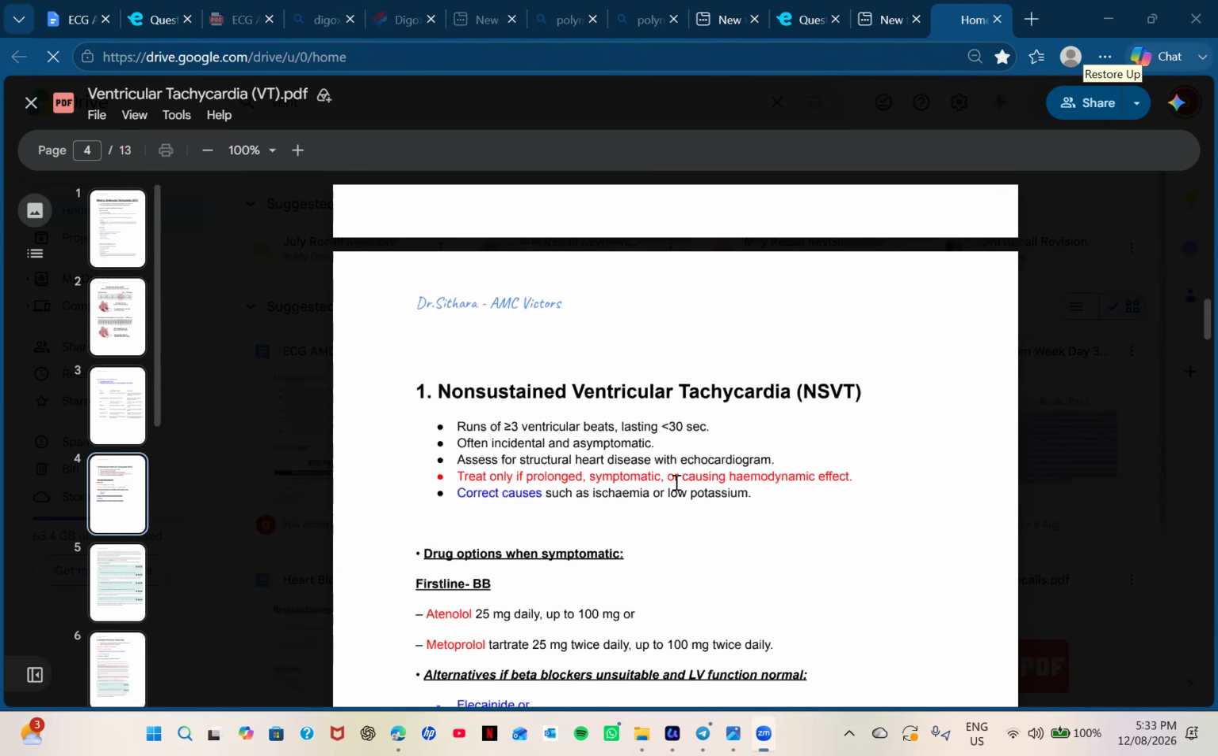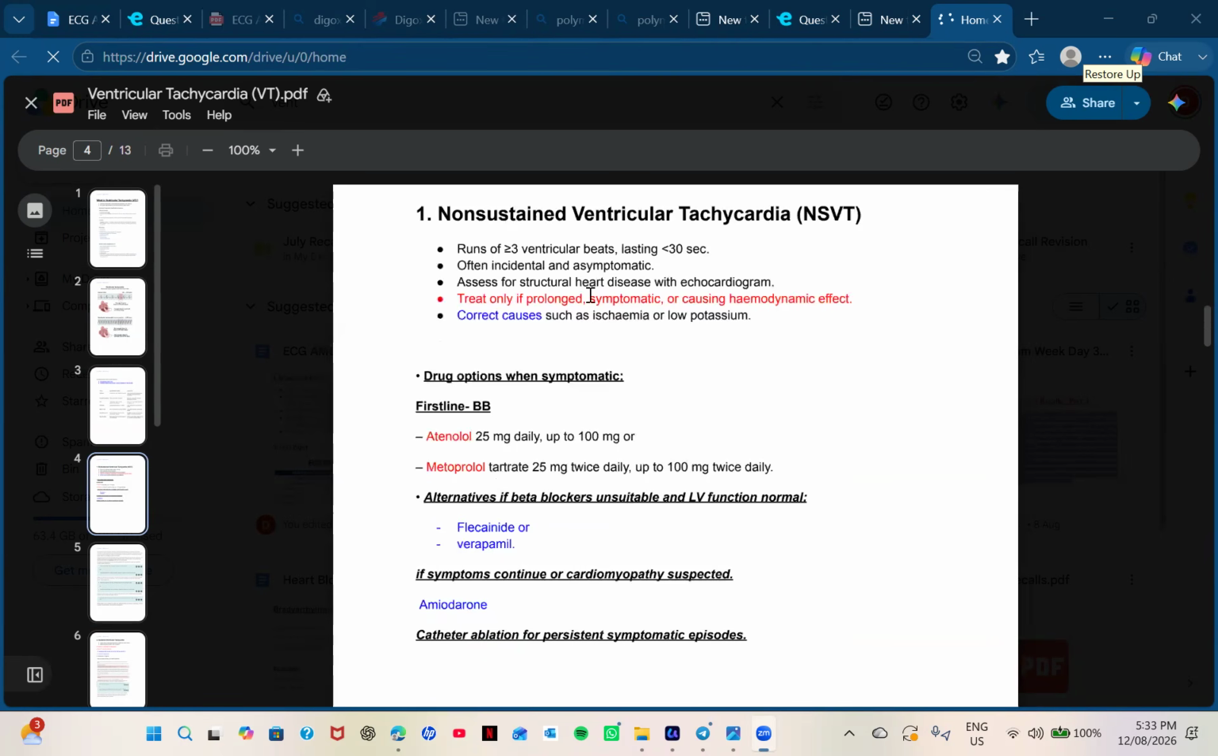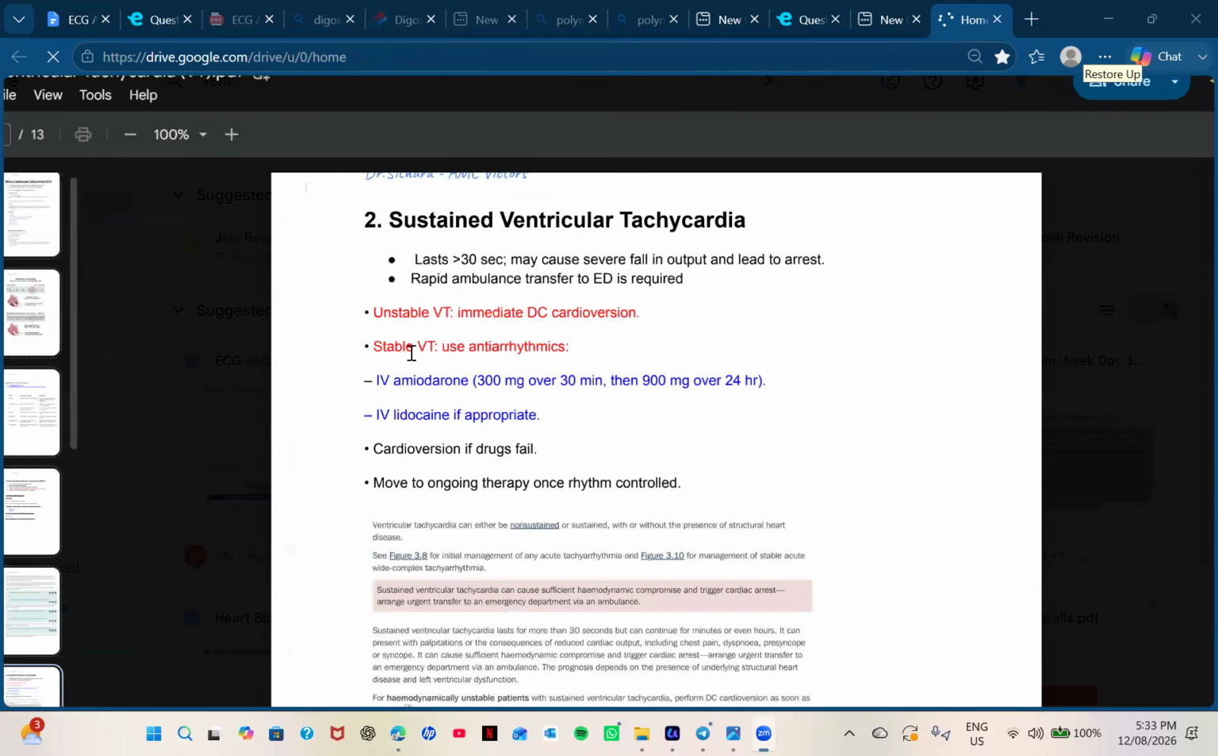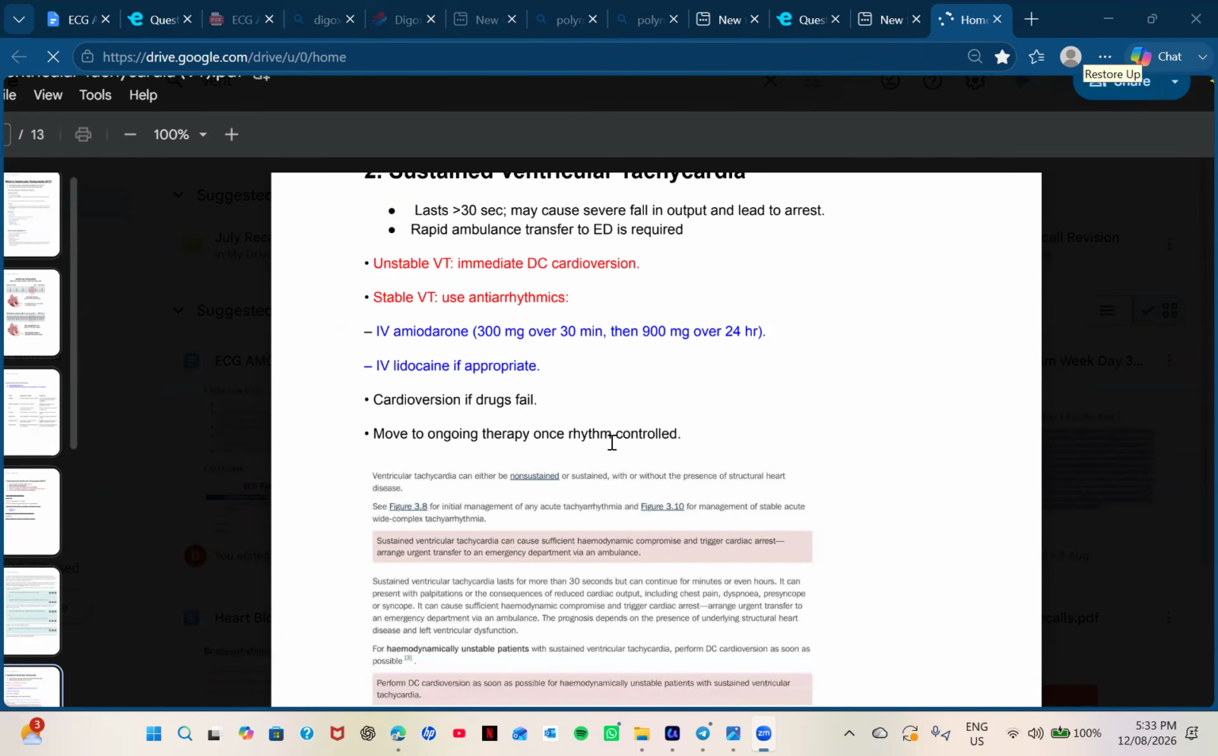If it is a non-sustained VT, that means less than 30 seconds, right? So the first line is beta blockers. Don't confuse these things with sustained VT. If it is sustained VT, first we have to understand whether the patient is stable or unstable. If it is unstable VT, you have to go with immediate DC cardioversion. If it is stable VT, you have to use antiarrhythmic drugs, right?